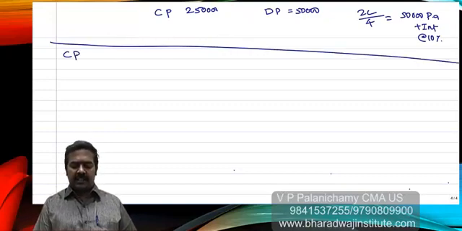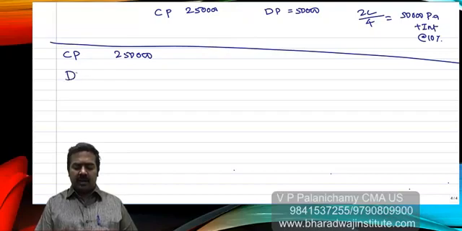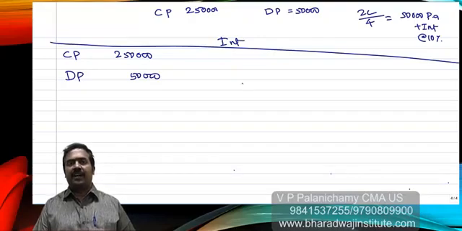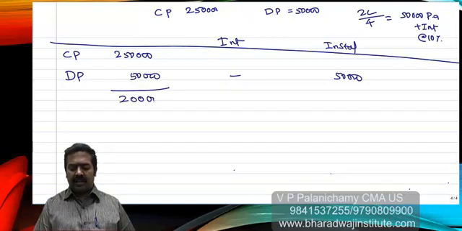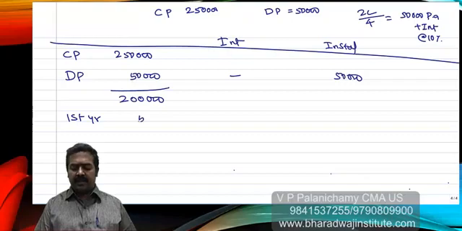Now the workings. What is the cash price? 2,50,000. What is the down payment you are making? 50,000. Down payment is made on day 1. Will it include interest? No. It is also considered as one installment. What is the amount? 50,000. What is the balance outstanding? 2 lakhs.